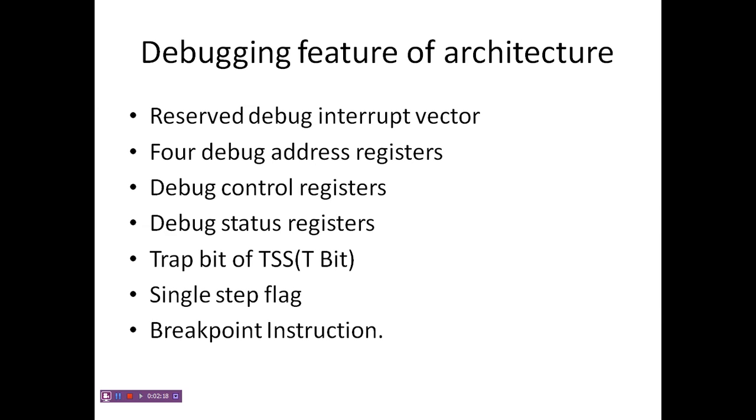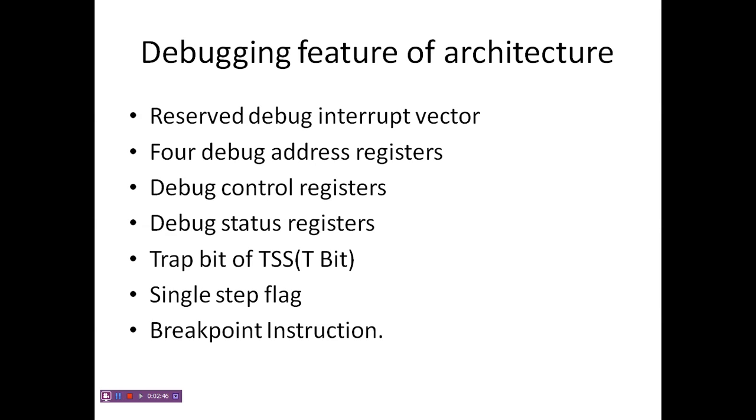Then debug control register. This allows the programmer to selectively enable various debug conditions associated with the 4 debug addresses that we have seen previously. Then debug status register. It helps the debugger identify conditions that cause the debug exception. Then trap bit of TSS, that is the T bit. It permits monitoring of task switches.